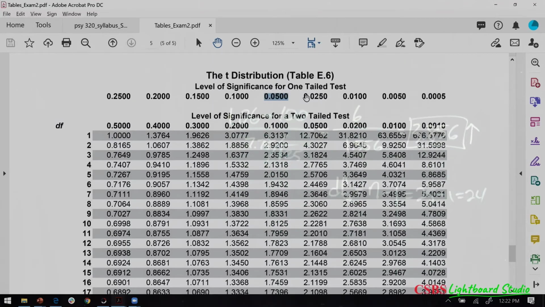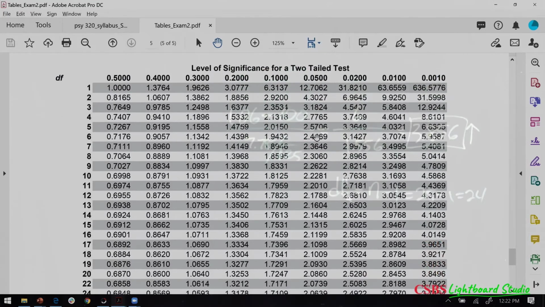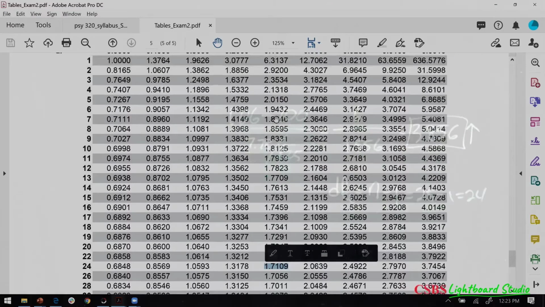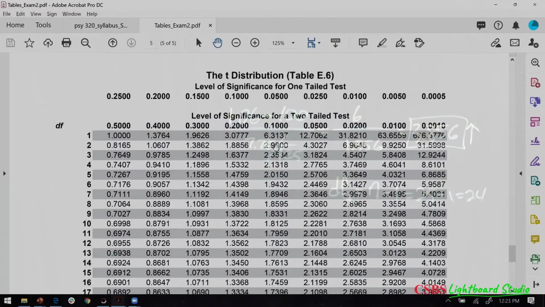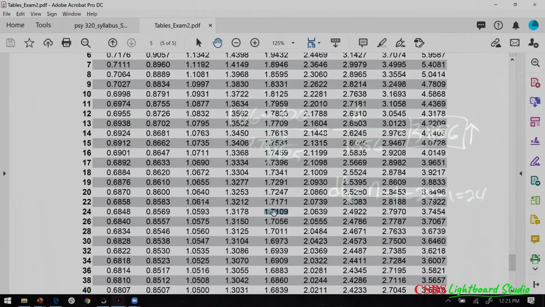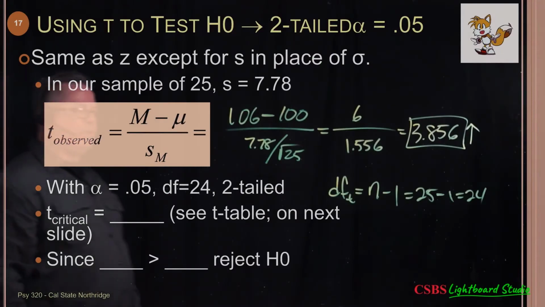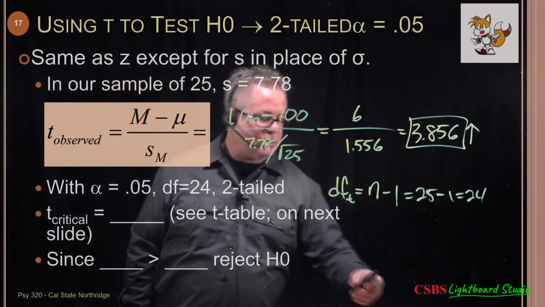So this is my two-tailed test here. I'm going to scroll down to 24 and find my critical value of 2.0639. That's the critical value I'm going to use. If I do this as a one-tailed test, it's just one column over, this column instead. One-tailed 0.05 is 1.7109.